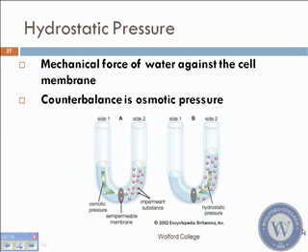Now, hydrostatic pressure is a mechanical force of water against the cell membrane. It's a counterbalance of osmotic pressure, which is to a certain degree what the molecules inside the blood vessel exert. So basically, we just talked about that analogy: hydrostatic pressure, which is high blood pressure, will actually push fluid out into the interstitial space.